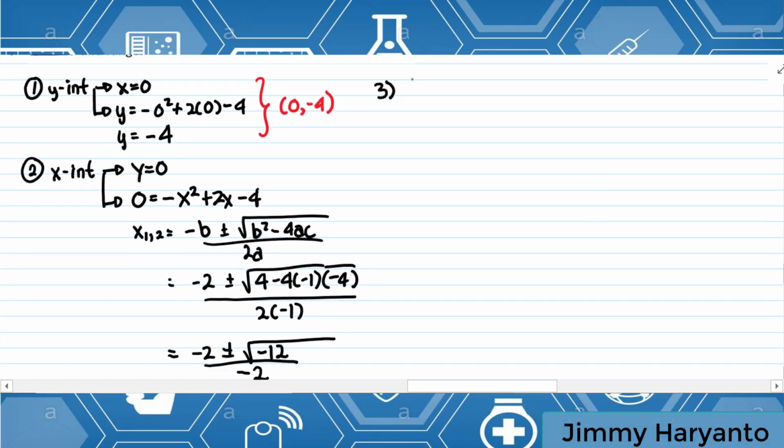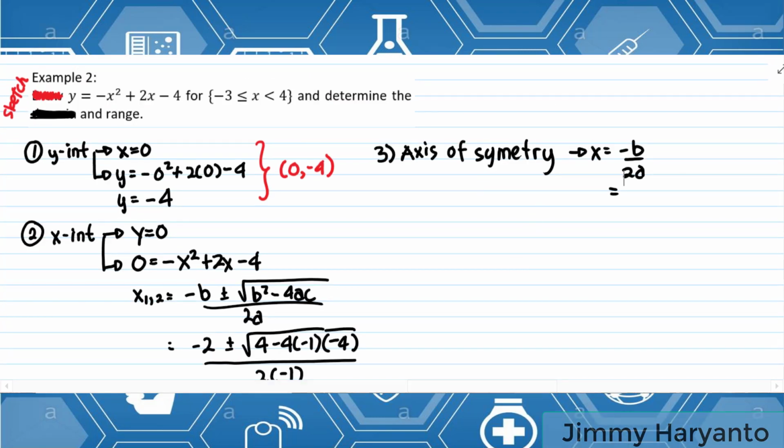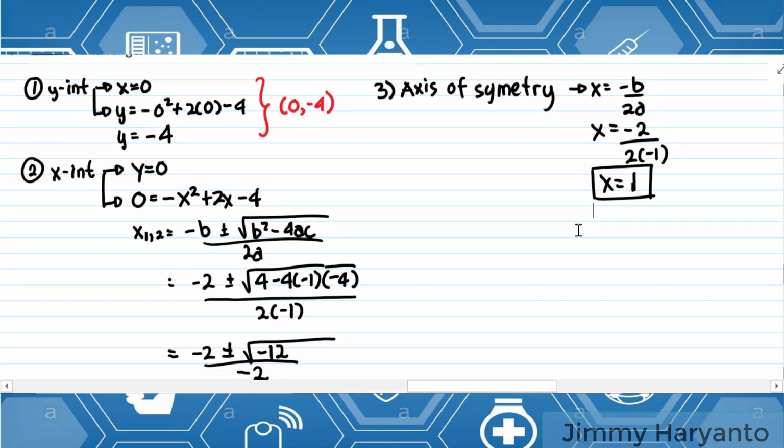Okay, next is number 3. Step 3 will be the turning point. No, the axis of symmetry. Oh yeah, I forgot to show what the axis of symmetry is from the last example, so maybe for this one. For the axis of symmetry, the formula is x equals negative b over 2a. So b will be 2. So x equals negative 2 over 2 times negative 1. The result will be 1. Okay, x equals 1. Later I will show you what the axis of symmetry is.